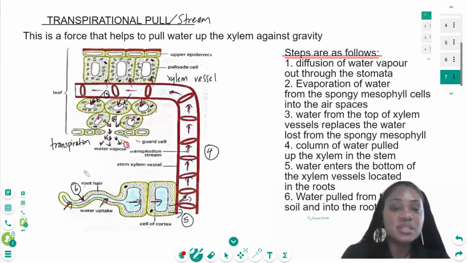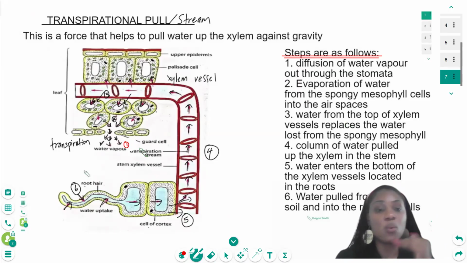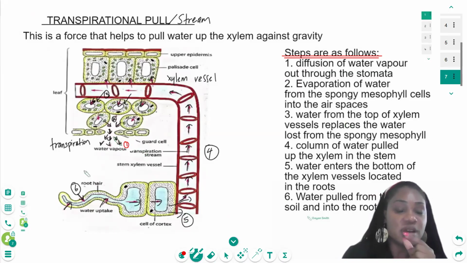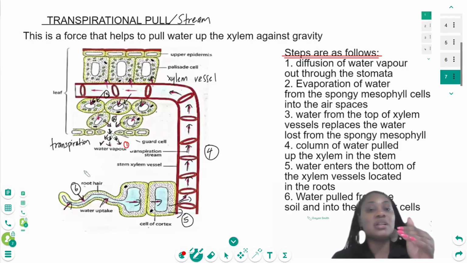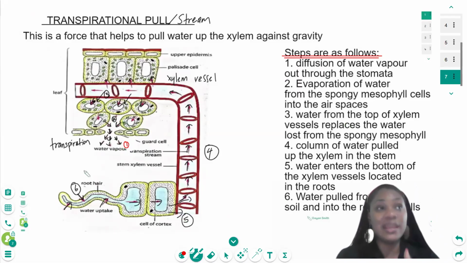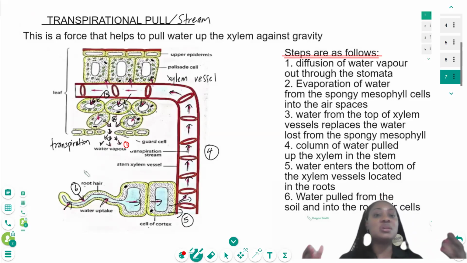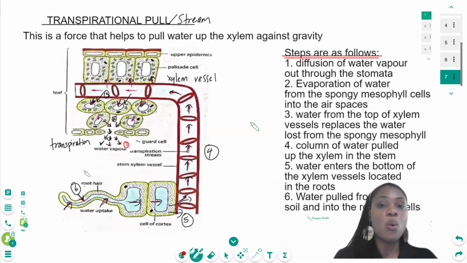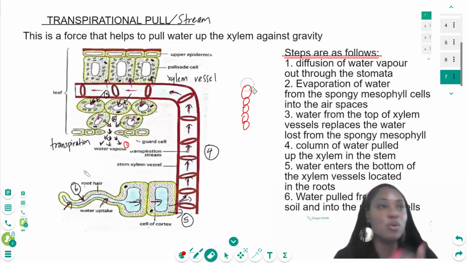So the first step of this stream is really when water vapor is leaving from the leaf through the stomata, all right? Water vapor, that's the first point right here. Water vapor comes out. Now, the water vapor that comes out has to be replaced. So I want you to think about the water molecules. Imagine that the water molecules are all linked up together like this. They all form this column.